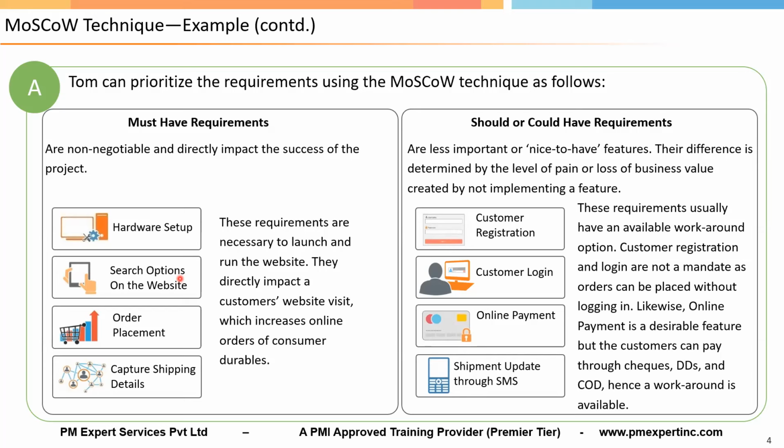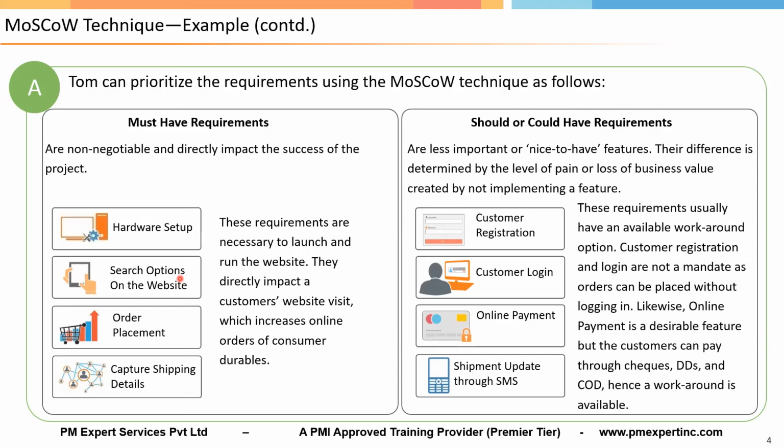Say that again. Search option on the website, can we put it on should have? See, Sunil, the decision will be the customer's decision, how they want it. See, the business should decide this, not the delivery team. Right?